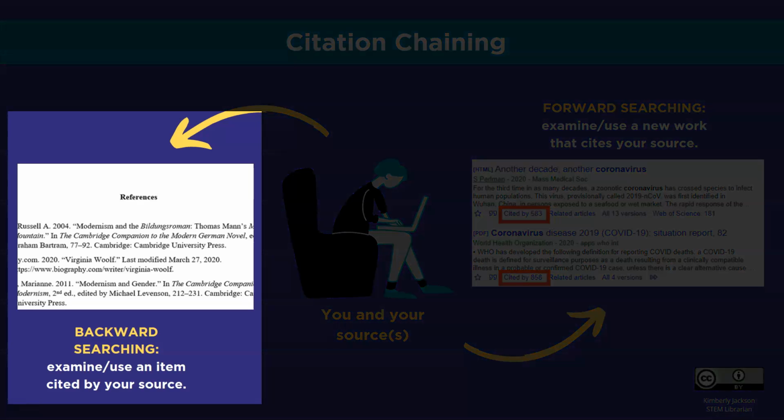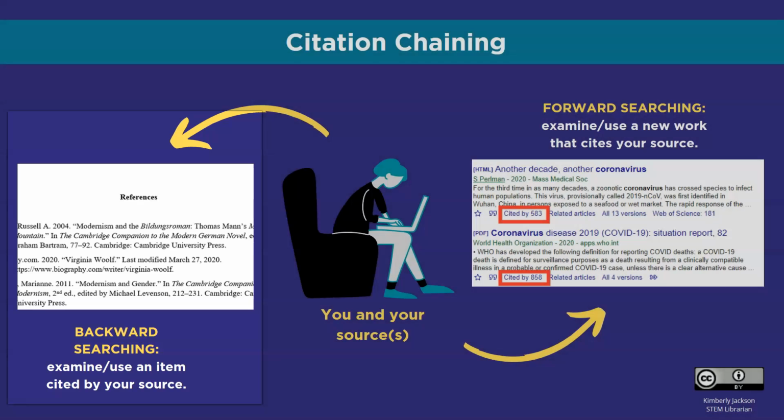In backward searching, you use the bibliography, also known as the works cited, of a source to find more sources that are relevant to your research. In essence, backward searching is going back in time from when your source was published, and can be helpful in finding foundational articles in your field.